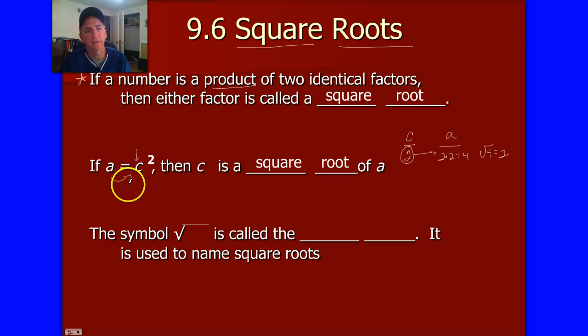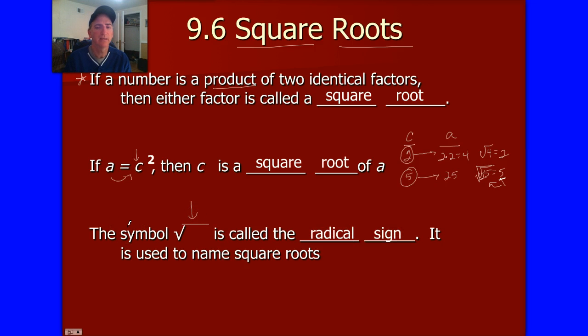Okay, let's say that c was 5. Then a would be 25, because that's 5 times 5. So in other words, the square root of 25, the square root of a, would be 5 right there. So that's a square root. c is a square root of a. 5 is a square root of 25. So this symbol here, the square root, is called a radical sign or radical symbol, which is what we use to name square roots.